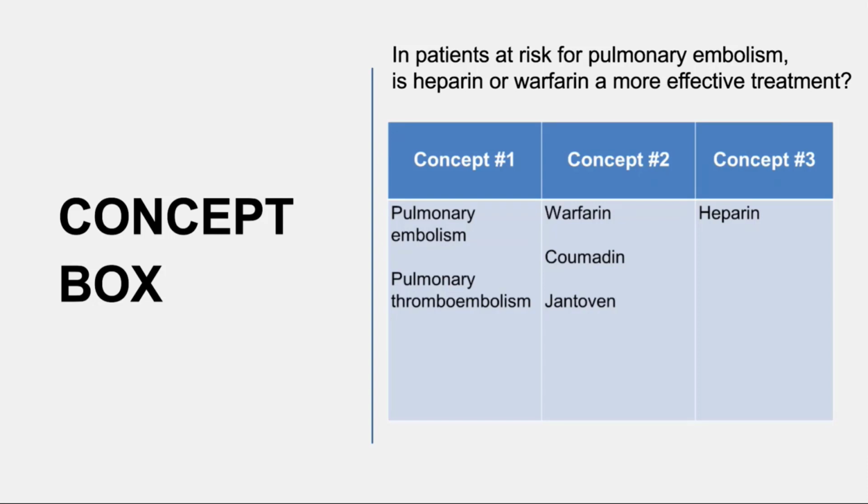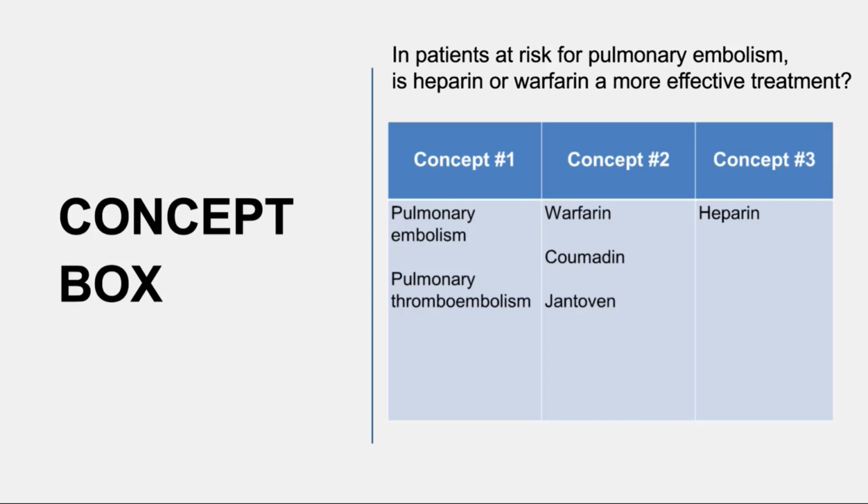So in this question, in patients at risk for pulmonary embolism, is heparin or warfarin a more effective treatment? We've got three very concrete, specific concepts here. We've got pulmonary embolism, we've got warfarin, and we've got heparin. And we can put those into separate concrete concept boxes: pulmonary embolism, warfarin, and heparin. And then we can start thinking about what are the other terms that people might use if they're talking about this concept. So for drug terms, there might be other names for the drugs, depending on brand names in other countries and doses and things like that.